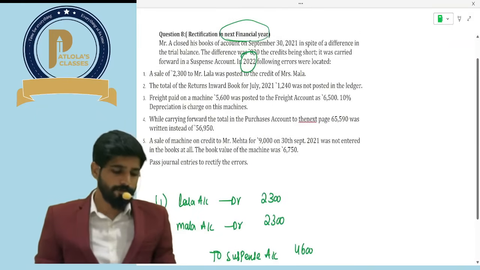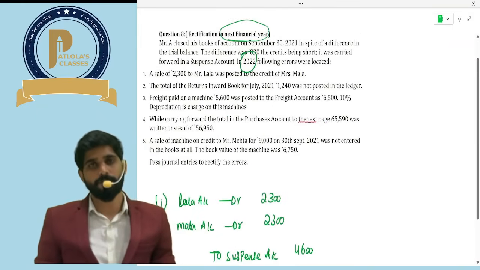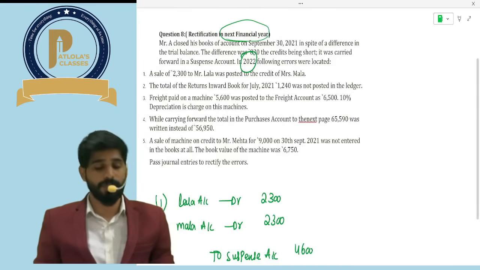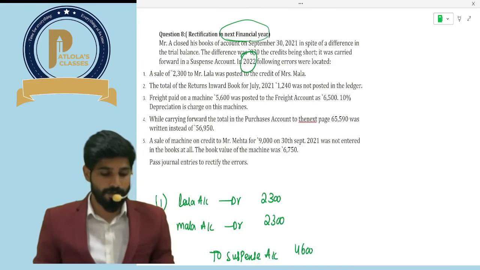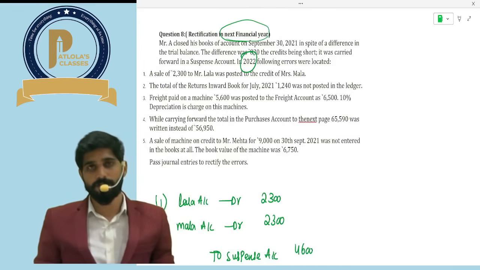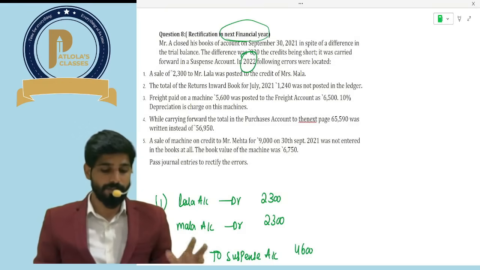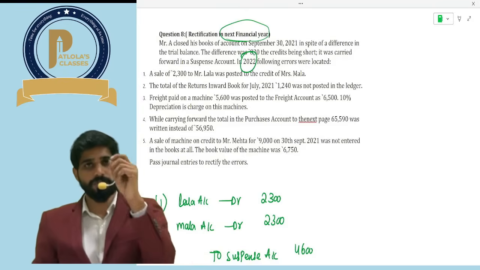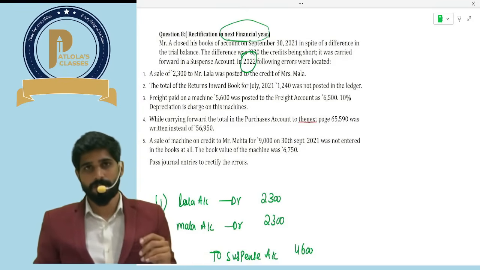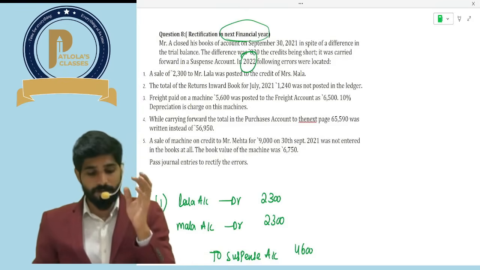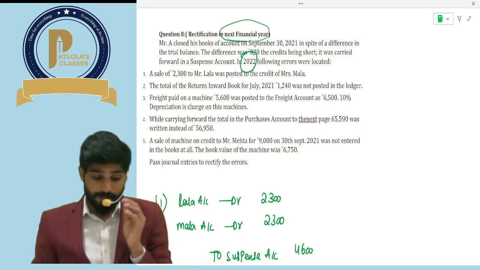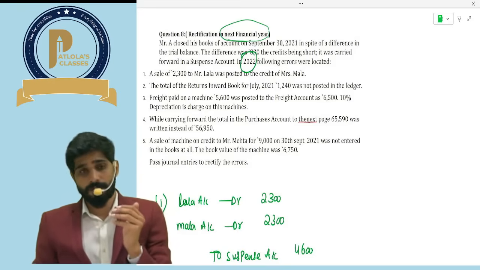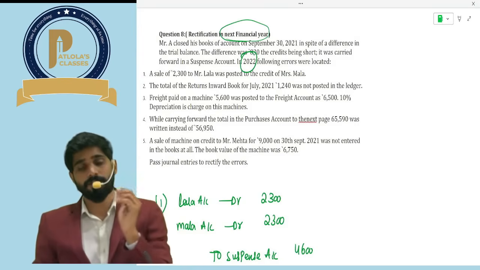Please come to the third one. Third one is freight paid on the machine. Whenever you pay any expenses on the machine, the machine account should be debited by 5600, but it was posted to freight account, and that too the amount is also wrong. So this case is a little complicated. Forget about depreciation, we will see that later. Machine account should have been debited by 5600. They have debited that to the wrong account called freight account. Then the amount is also wrong. Instead of 5600 they have taken 6500.